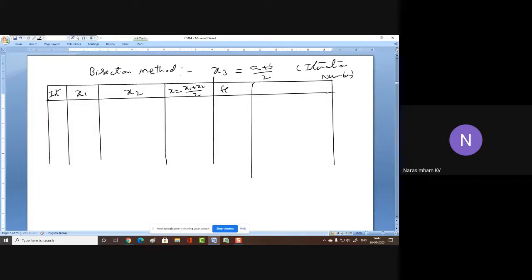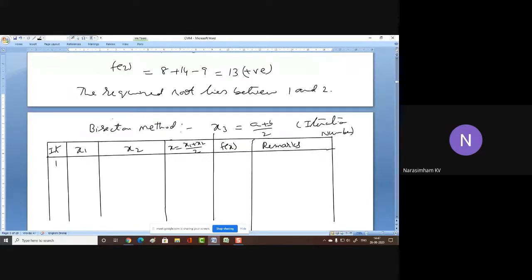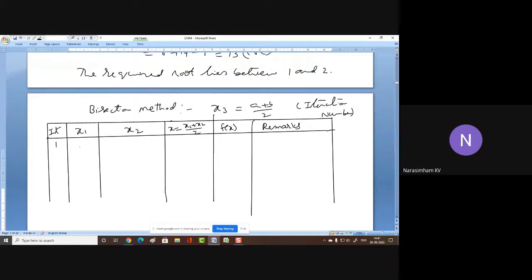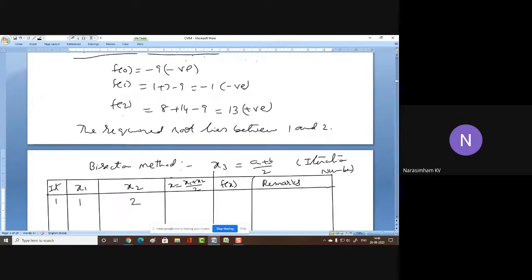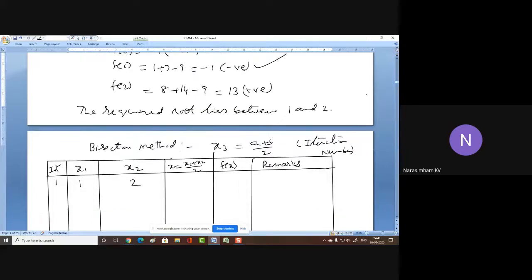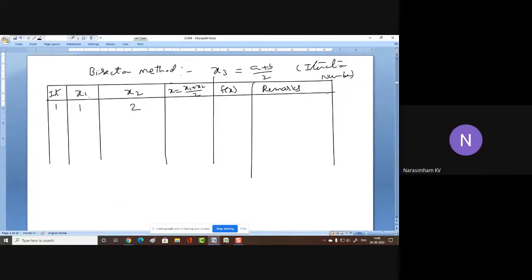Then I will take f(x), then remarks. First iteration, number 1. The required root lies between what numbers? 1 and 2. So x1 equals 1, x2 equals 2. At 1, what is the f(x) value, negative or positive? f(1) is negative, I will write negative here just for understanding. At 2, positive.